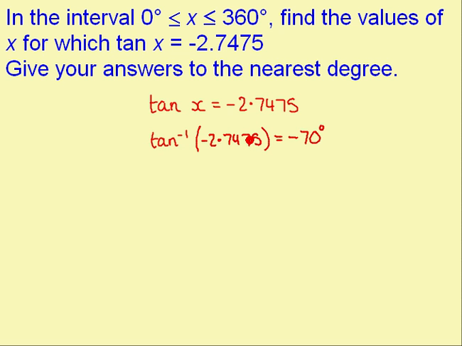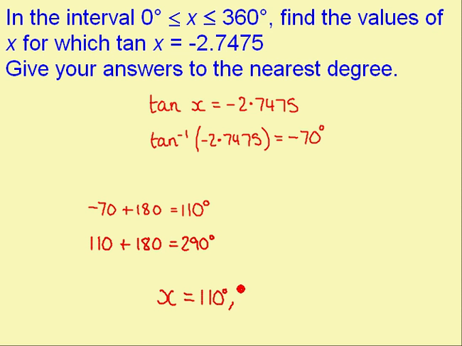So, using inverse tan, you should have found a value of x as minus 70 degrees. This isn't in our interval, so this isn't one of the answers we're allowed to write down. But remember, tan repeats itself every 180. So we can go minus 70 plus 180, and that will give us 110 degrees, and that is in our interval, so that's allowed. And then we can get that 110 and add on another 180 to get 290 degrees, which is also in our interval. If we add another 180, we'll go above 360, so these are the two answers. So x equals 110 degrees and 290 degrees.